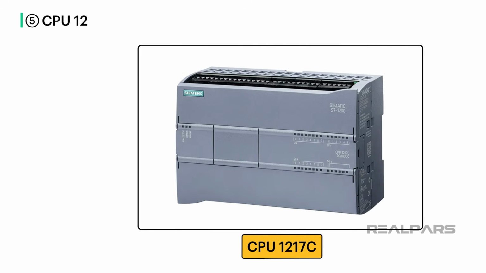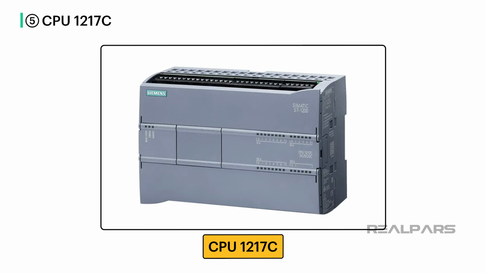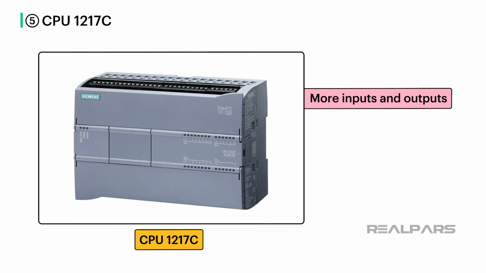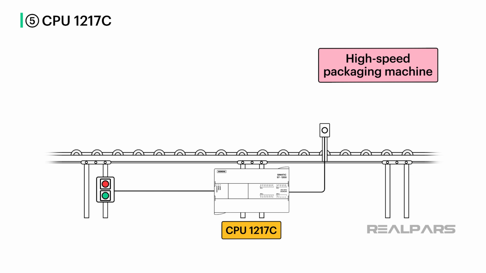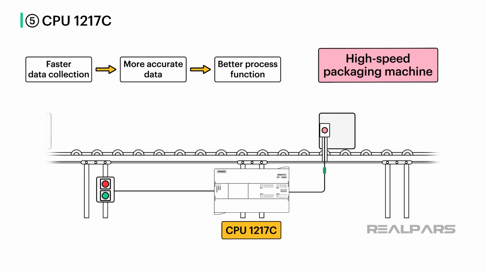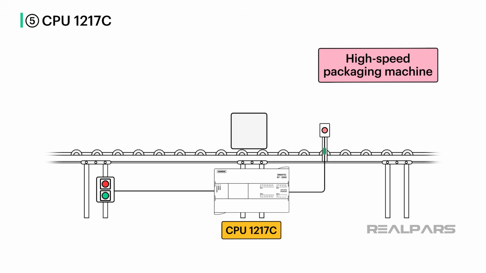The 1217 is similar to the 1215, but it has more inputs and outputs, which means it can handle more complex tasks. It's also faster, which is important for applications that need to gather data quickly. One example of an application that needs a faster PLC is high-speed data acquisition. This is when data is collected from a process very quickly. This is important because the faster the data is collected, the more accurate it is, and the better the process works. For example, in a high-speed packaging machine, sensors collect data about each package's size and weight.